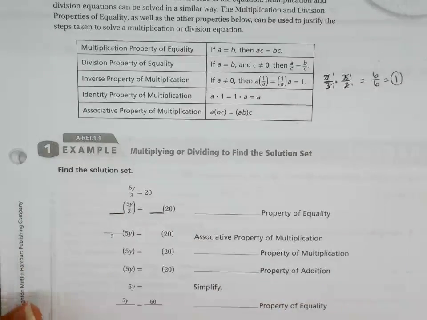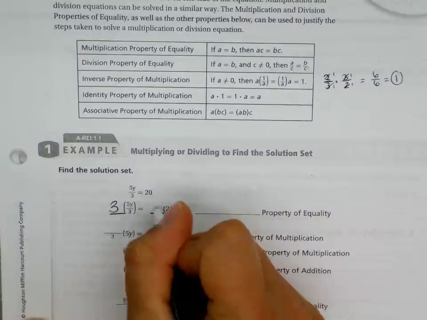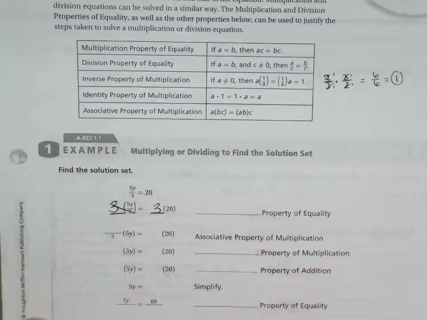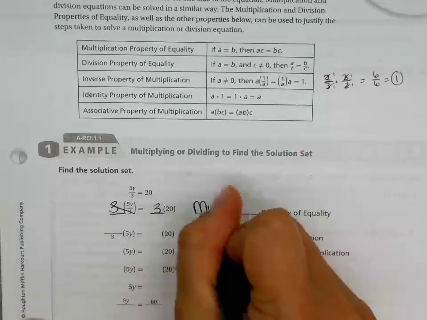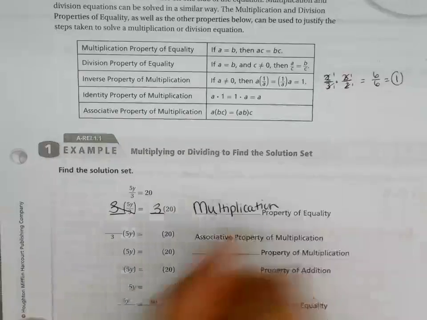So what's the first thing we would do? We can get rid of the denominator, right? So that we don't have a fraction. So we can just multiply by 3 on both sides, and those would cancel that out, right? When we multiply by 3 on both sides, we're just going to call that the multiplication property of equality.